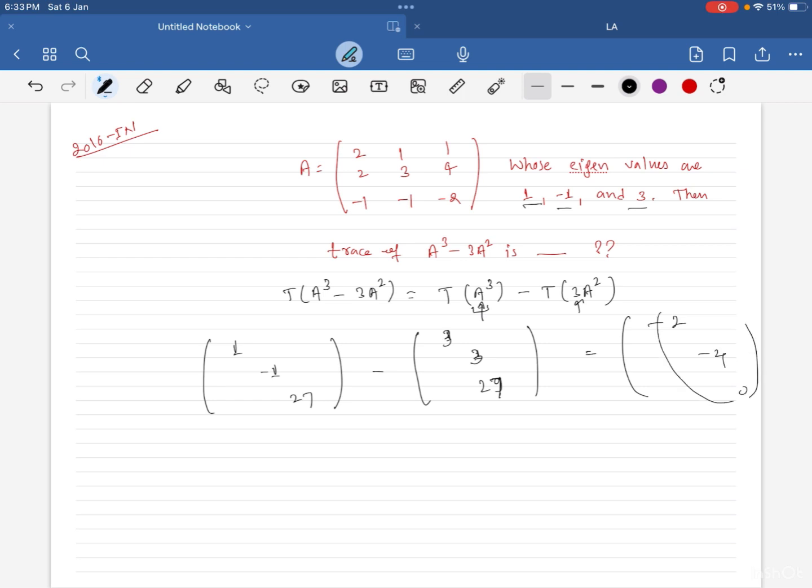Now we will have to add these up, because at the end we have to find the trace, the sum of the diagonal elements, so that is minus 6. So the correct answer for it is minus 6.